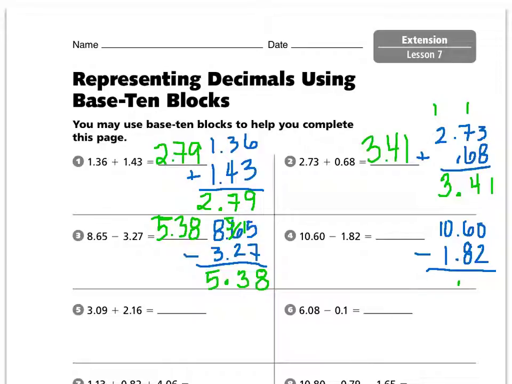For number 4, I'm going to have to borrow again because my farthest column has a 0 minus 2 and I can't do that. Make the 6 a 5 and the 0 a 10. 10 take away 2 is going to be 8. 5 take away 8 I can't do. So I'm going to borrow from the 1, make it a 0. This becomes a 9. 15 take away 8 is 7. 9 take away 1 is going to be 8. So my answer is 8 and 78 hundredths. Remember to keep all of your work.